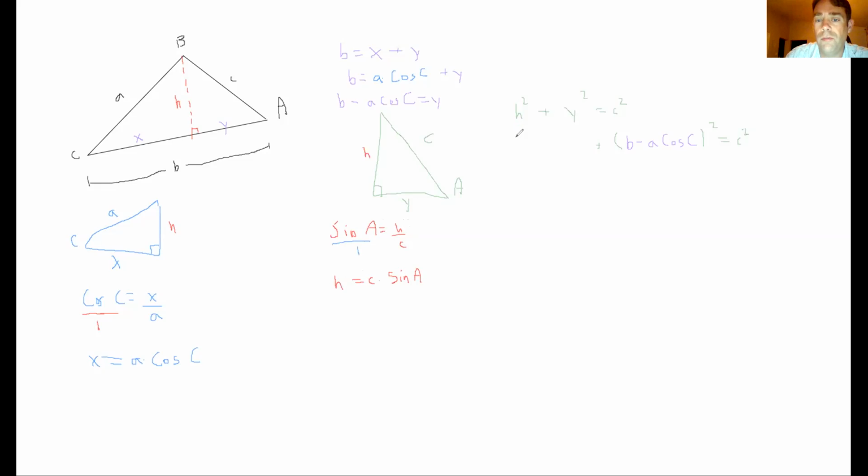So that means in place of h squared, you have c times sine a. And then from there, it's just a matter of cleaning up the whole thing here. And so we just start doing a little bit of algebra. So c squared times sine of a squared.